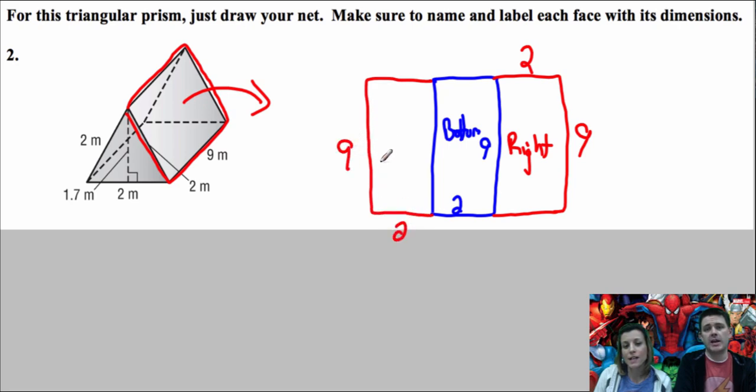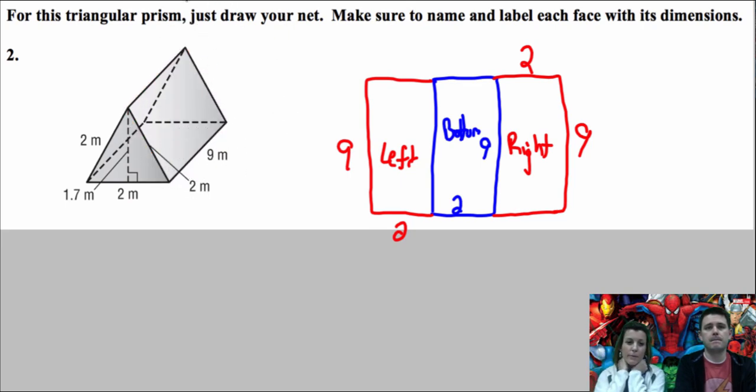So 2 by 9, left. Because all three sides of the triangle are 2 meters, that's how we know all three sides are going to be the same size. He's going to switch his colors, and the triangles fold the opposite direction from the bottom. So he's going to go from the bottom, using that 2 for the base.